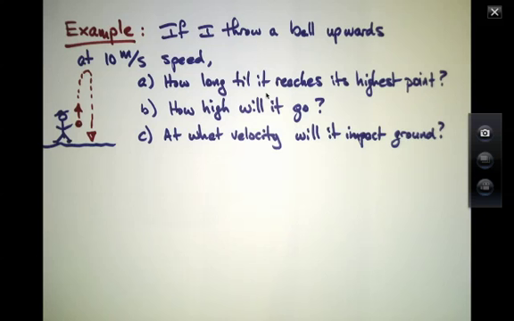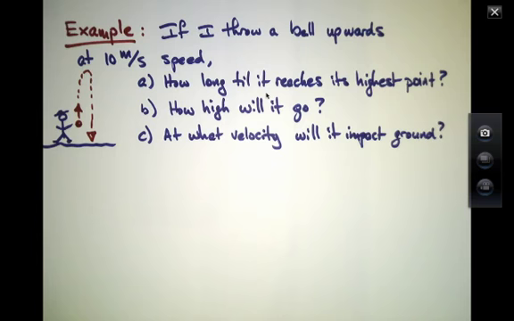Here's a sample problem where we try to work through a calculation involving constant acceleration. In this sample problem, we're going to throw a ball straight upwards with an initial speed of 10 meters per second, starting at the ground, and we're going to ask three questions that should be answerable using our two equations.